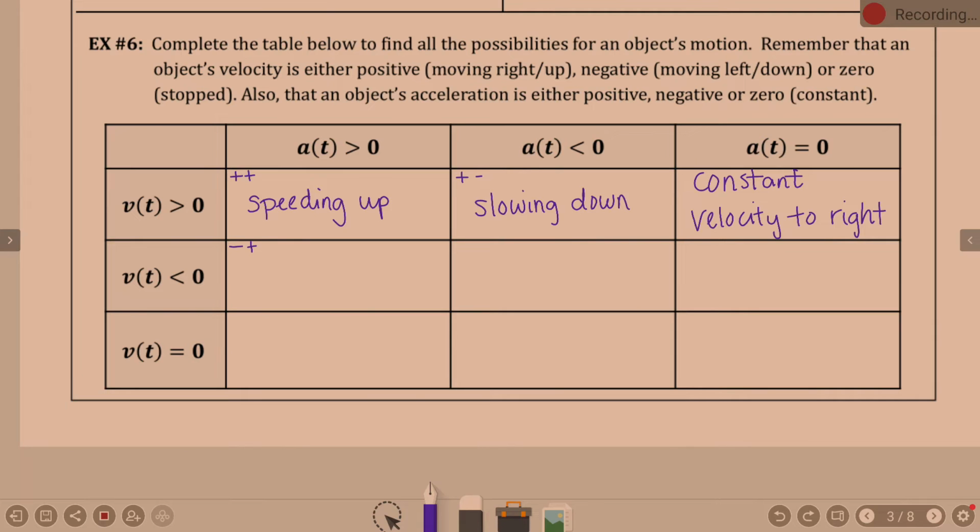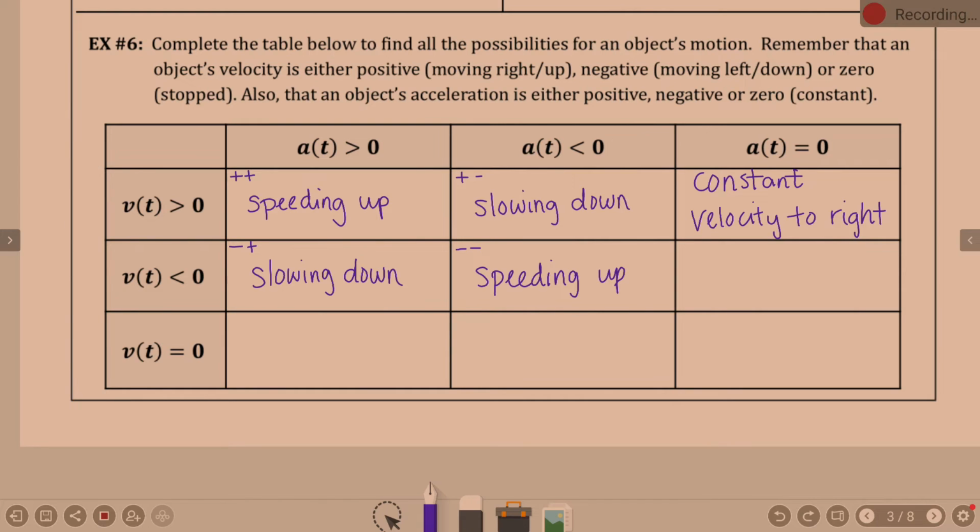We are slowing down because there's opposite signs. Sorry, I didn't wait for you. What about if velocity is less than 0 and acceleration is less than 0? Speeding up because they are both negatives, same signs. What about when the acceleration is positive but velocity is negative? Or excuse me, acceleration is 0.